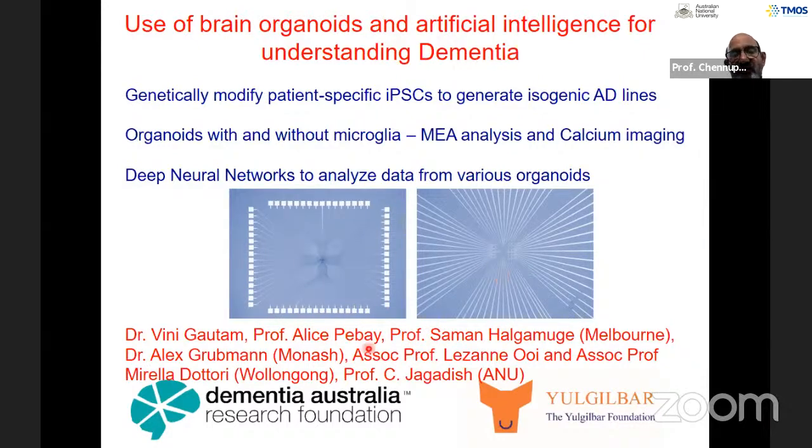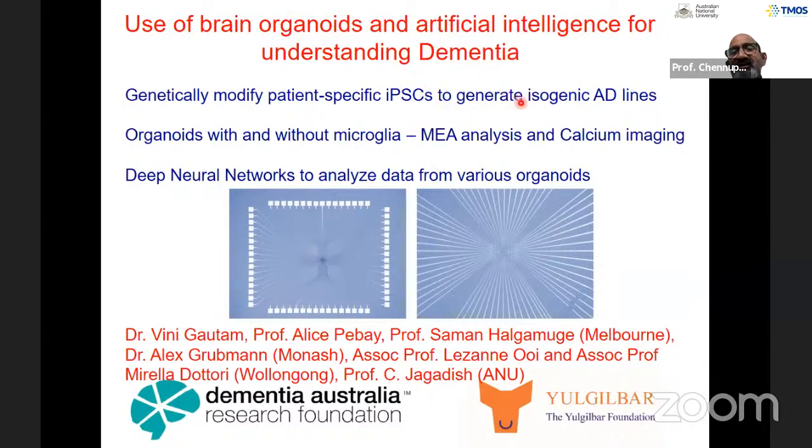So now we got a project funded by Dementia Australia and the Ilgilbar Foundation, and there we are working with stem cell biologists and neurobiologists, and also artificial intelligence and computer scientists using deep neural networks or so. So essentially we're also developing some nanoscale electrodes so that we're able to measure the signals very nicely here.